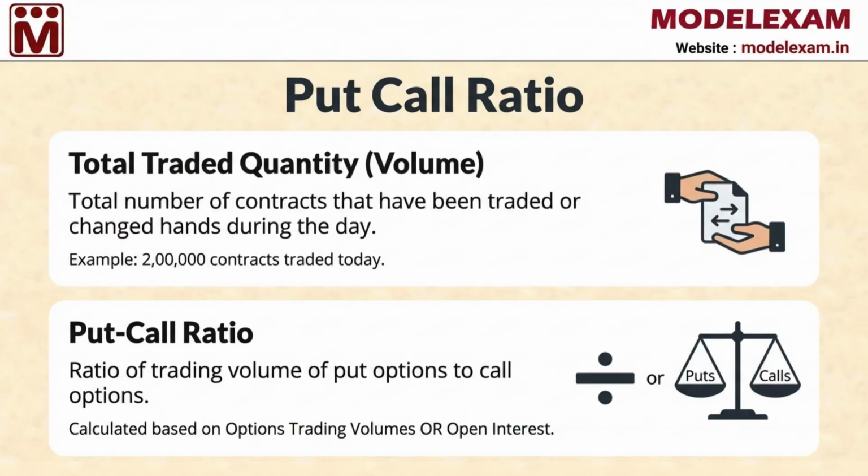Next, let's look at two other key metrics, starting with total traded quantity or volume. Volume is simply the total number of contracts that changed hands during the day. For instance, if 2 lakh contracts were traded today, that is your daily volume. Then we have the put-call ratio. This is a simple ratio where we compare the trading volume of put options to call options. We can calculate this using either the daily trading volumes or the total open interest.